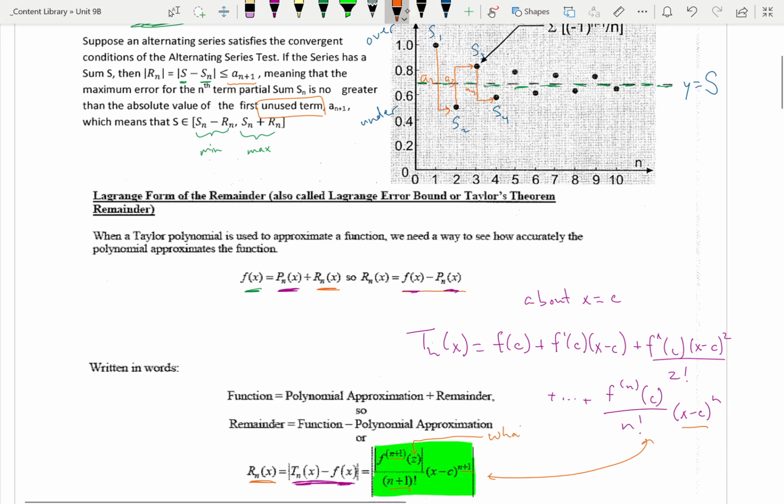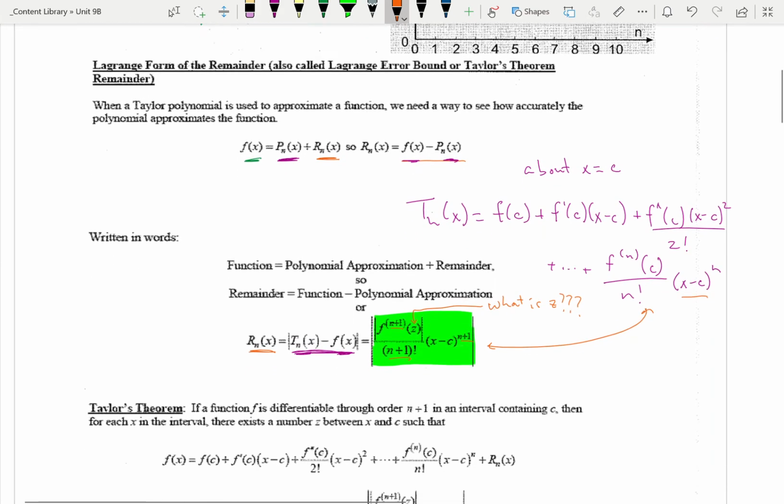What in the world is z? Well, it's a number, and we'll talk about its meaning in a moment. But for now, just know that it's a value that we need to be able to find. Actually, I take it back. We're not going to be able to find it. More on that in a moment.